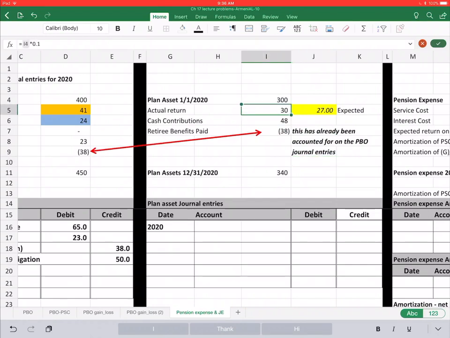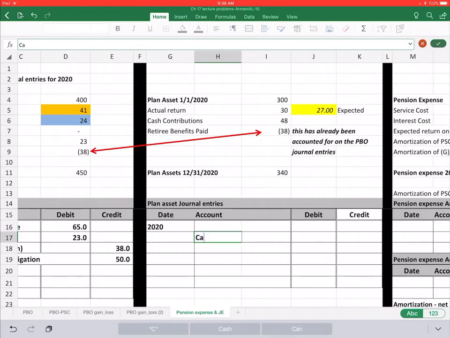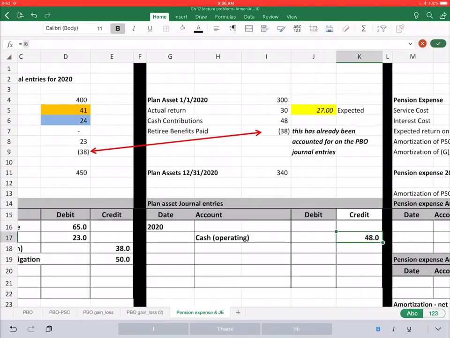So the only entries that we need to make are going to be related to the return and the cash contributions. So first, we'll tackle the cash contributions just because that's kind of the easiest one to understand. We simply would make a credit to our operating cash account for $48 million. So $48 million is how much we swept out of our cash account, and now that's the amount that we would be putting into our plan asset account.